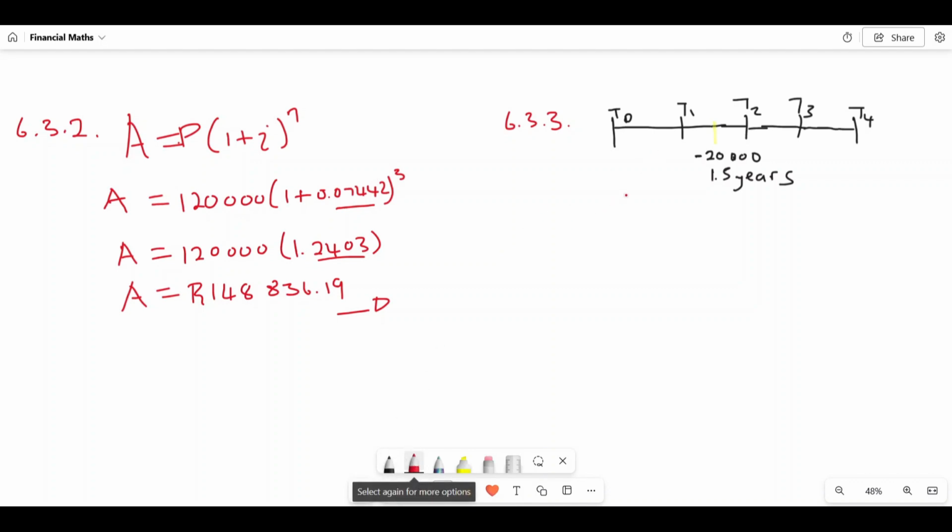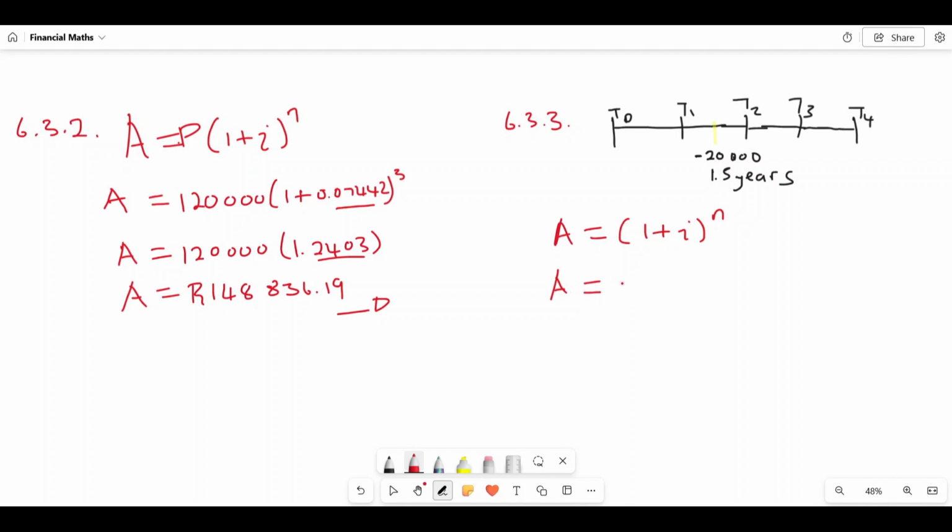So let's go. We still use the same formula. You are going to use this formula. A is equal to 1 plus i to the power n. But in this case, we need to consider the withdrawal. Someone else would want to take this step by step and do it separately, like for the first part of the 18 months.